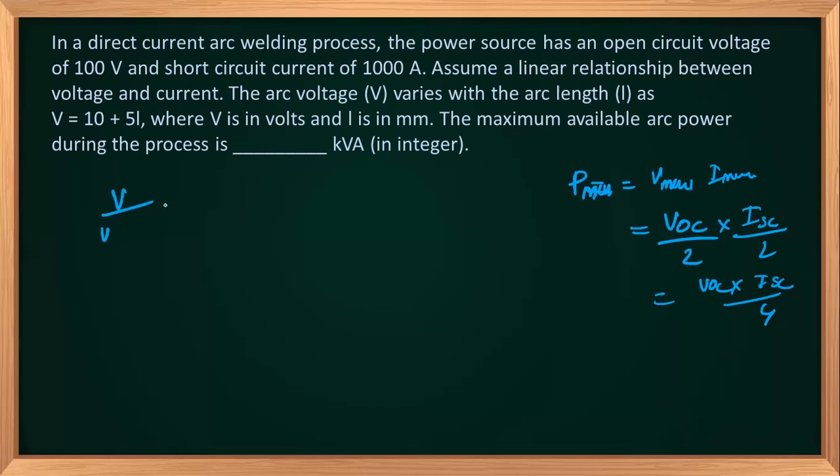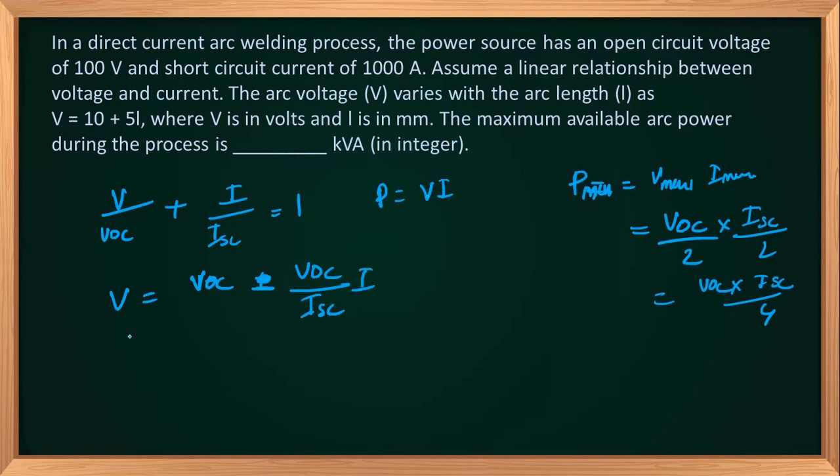V by VOC plus I by ISC will be equal to 1, right? So what is power? Power is nothing but P is equal to V into I, right? Now if I put V in terms of I, V will be equal to VOC into 1 minus I by ISC. So VOC will be multiplied, so I will write VOC into 1, and if I take this into, this will be minus VOC divided by ISC into I. This is V, right? If I put that in this equation, what will happen?